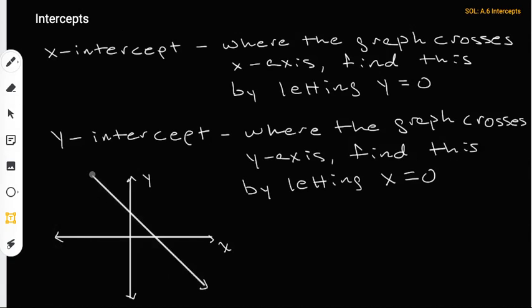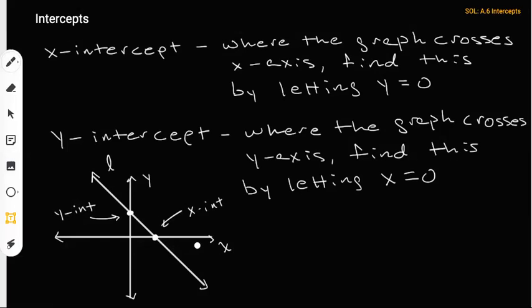I don't know what the equation of this line is, but I can tell that it's going to cross the x-axis right here. So I'm going to put a point down. This is called the x-intercept. It's where the graph crosses the x-axis. But I also know that the line is going to cross here at the y-axis. So this point is called the y-intercept.